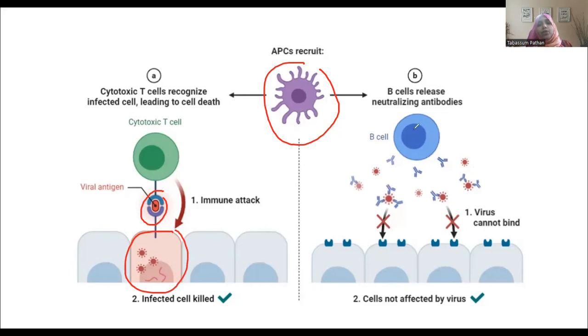Whereas B cells will do what? B cells will release antibodies, and then they will kill the viruses. And hence these viruses cannot bind to the normal cells. Okay.